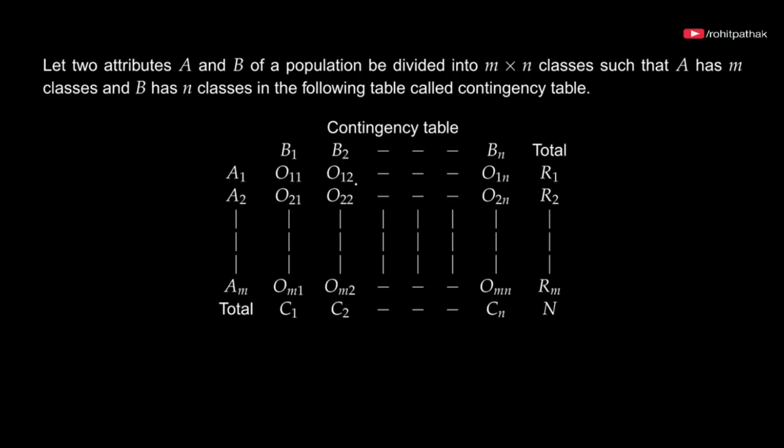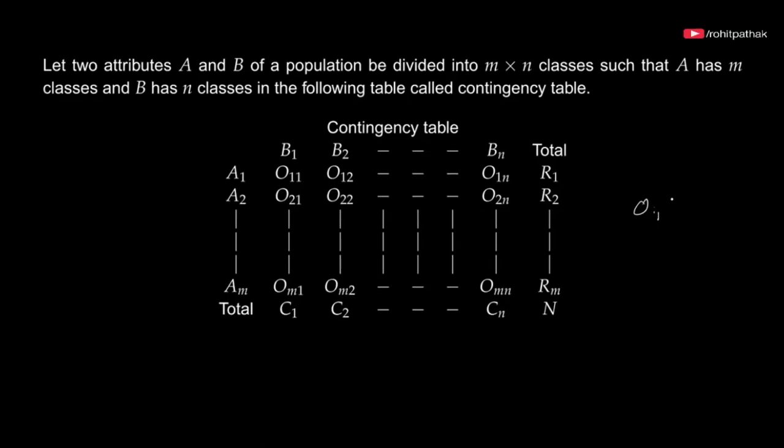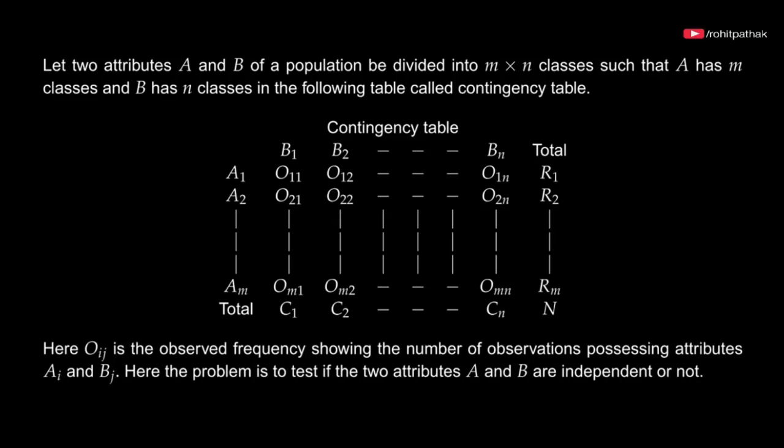and the number of observations in each class is given as Oij. Here O11 means number of observations having both A1 and B1 attribute. Similarly, O21 is the number of observations having both the attribute A2 and B1. In general, Oij will be the number of observations having both the attributes Ai and Bj. So here our problem is to test if the two attributes A and B are independent or not.